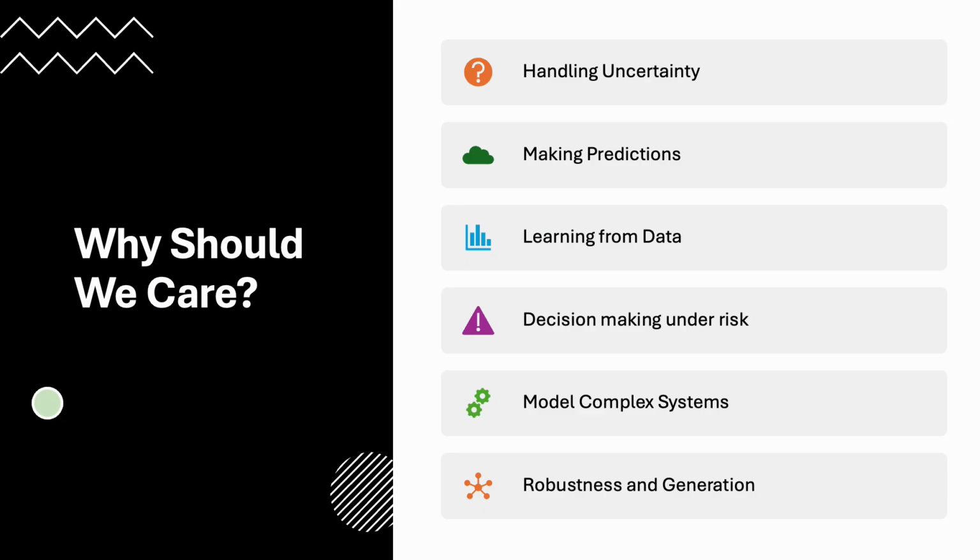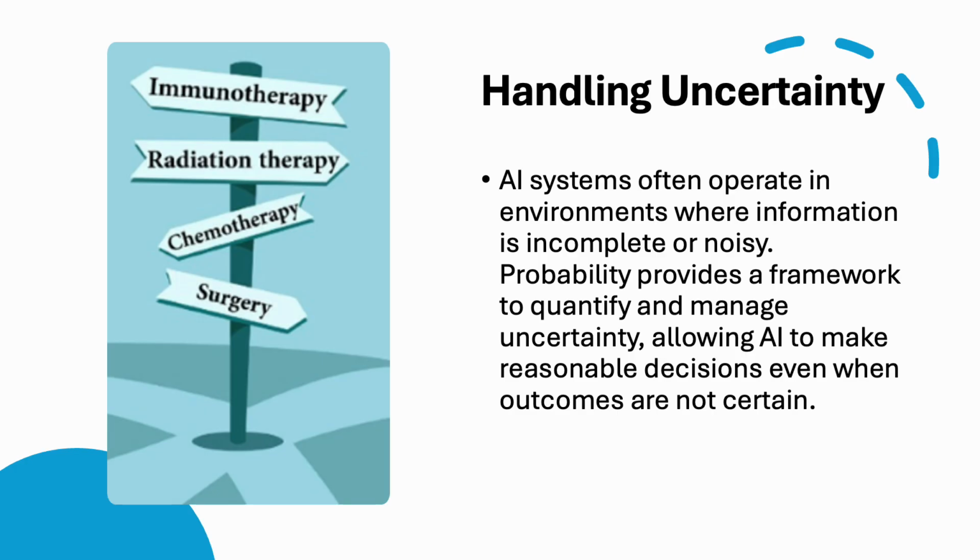Why should we care? We will look into handling uncertainty, making predictions, learning from data, decision making under risk, modeling complex systems, robustness, and generation. So this is very important that we take care of all these aspects when we are dealing with the use of statistics in the arena of artificial intelligence, data science, or machine learning.